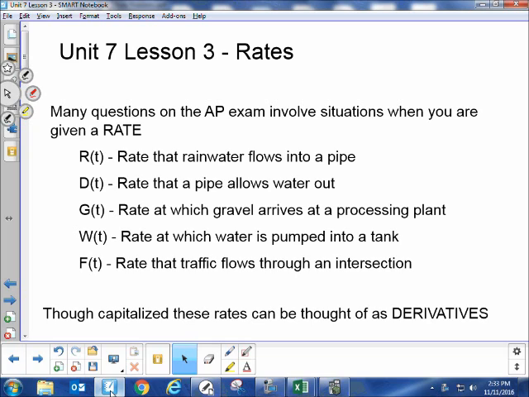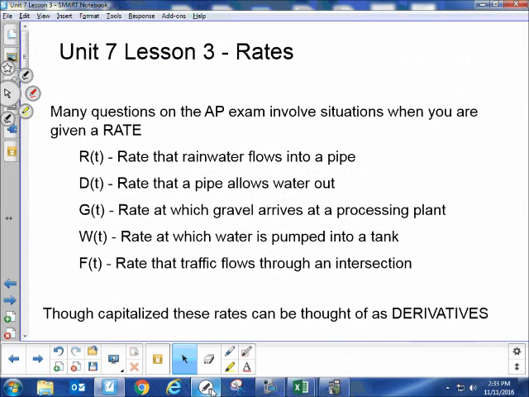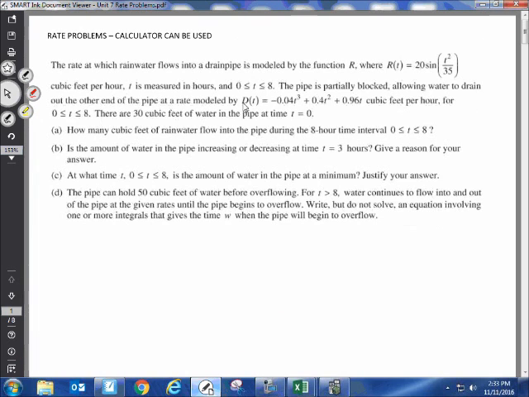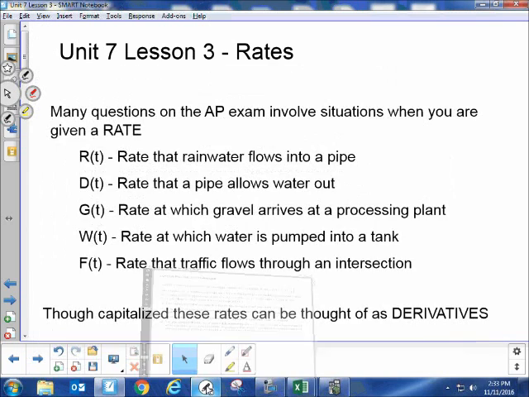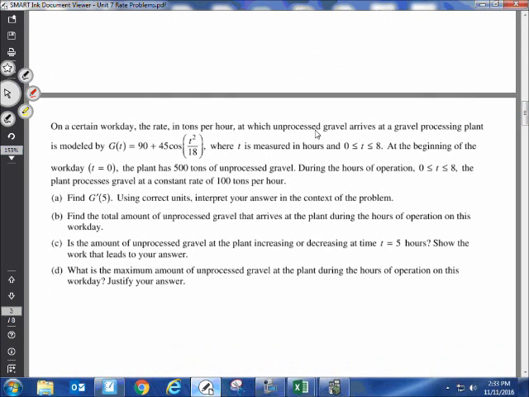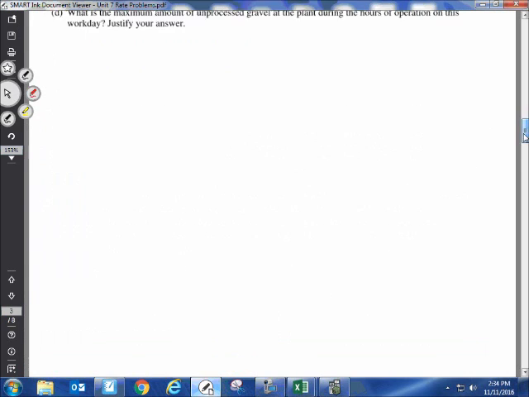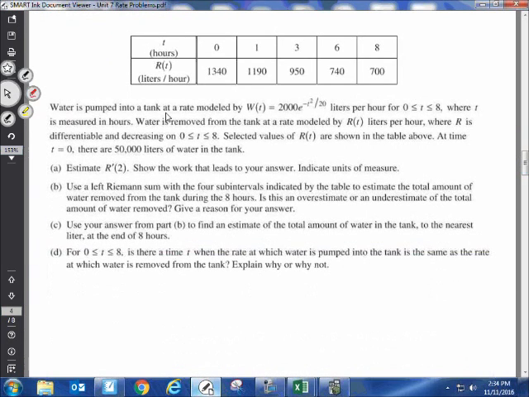But if you read the question, it says that each one of those functions are rates. Like the first one, R of t is the rate at which water is flowing into a drain pipe. If you go to D, D is the rate at which water is allowed to drain out the other end of the pipe. We look at G. We kind of dealt with this problem last time. The rate at which unprocessed gravel arrives at a gravel processing plant. We look at W. We are told W is the rate at which water is pumped into a tank.